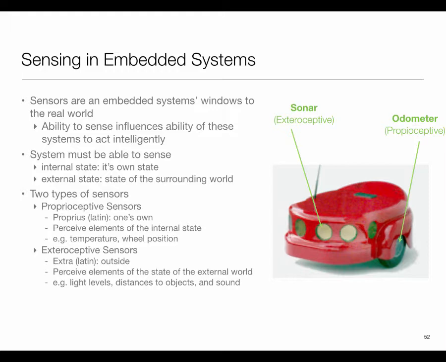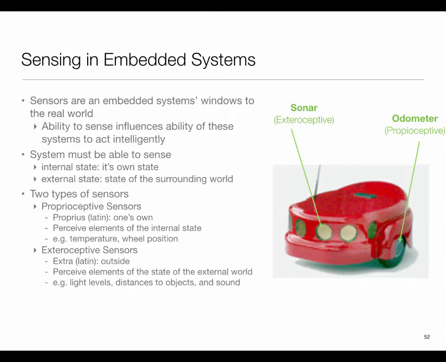Sensors which help the system sense its own state, and sensors which help the system sense its surrounding state. The first are called proprioceptive sensors, and the next are called exteroceptive sensors. An example would be a processor sensing its own temperature, so that I can decide whether it's getting too hot and do something about it, maybe turn the fan on. Another is a robot measuring its wheel position to see whether slippage was happening.